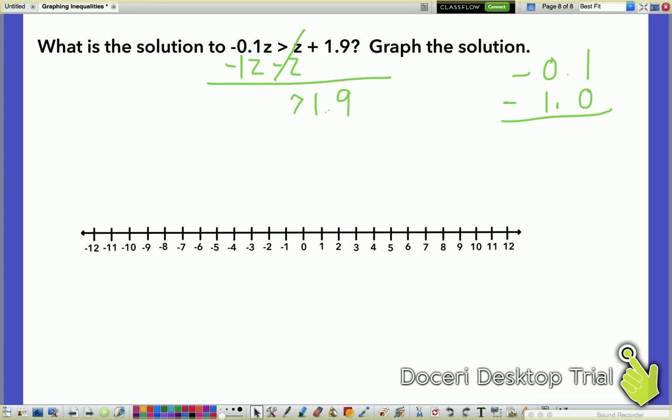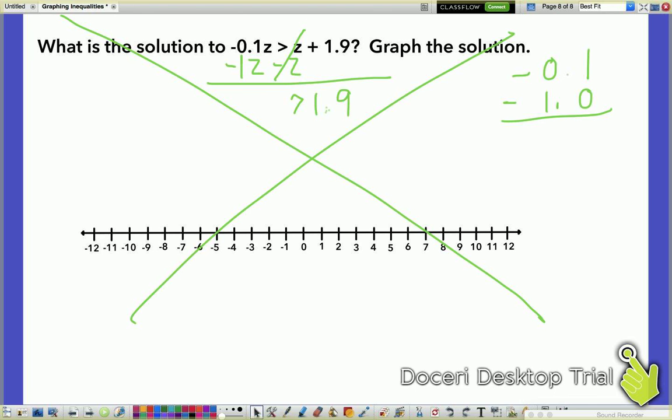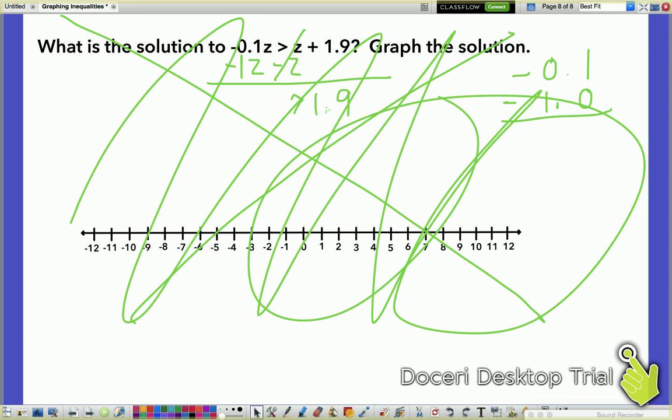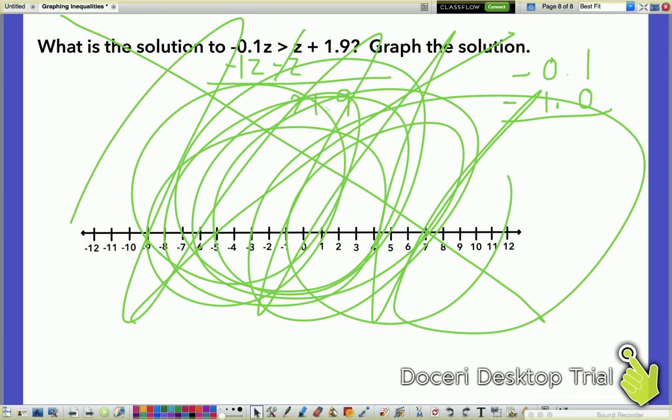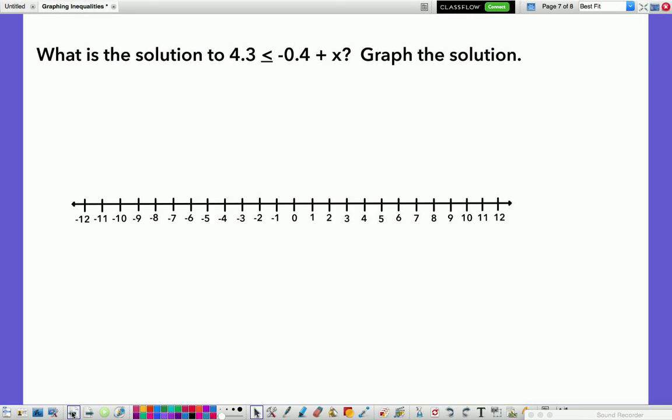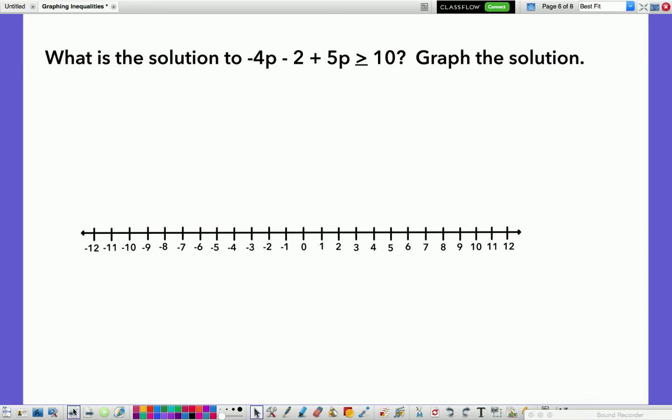So I've got, okay, you know what? We're going to cross this one out because I wrote it wrong. So we're just going to ignore that. And we're going to go back to the one that we were doing. Okay, so this one. This is the one I wanted to show you guys.